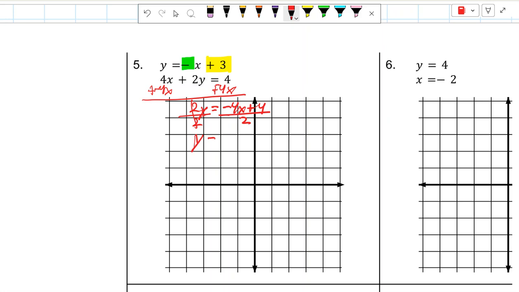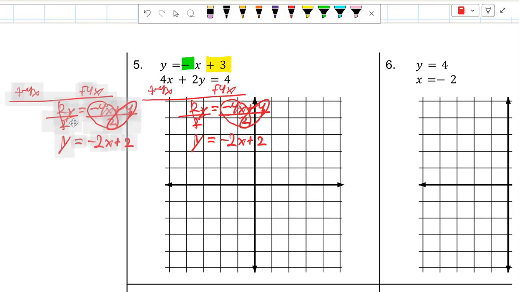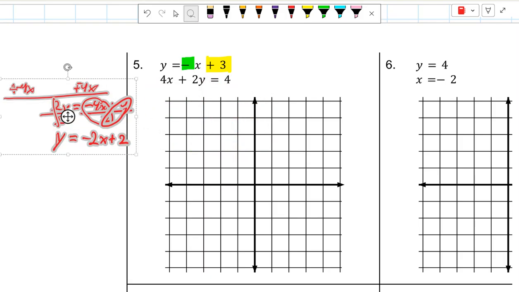Y is equal to negative 4 divided by 2 is going to be negative 2x, and 4 divided by 2 is going to be 2. Now, unfortunately, I have it right in my graph, but I have a tool that I can use that you don't have. It's my lasso. I'm going to move this work right over here. So if you put it on your graph, I apologize.